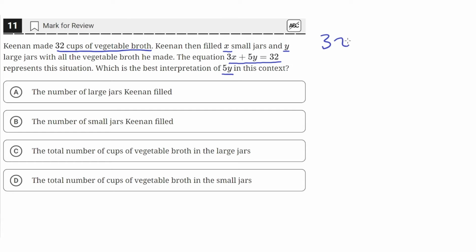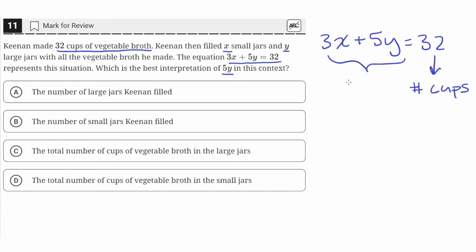So we have this equation, 3x plus 5y equals 32, and this represents our situation. So 32 here is the total number of cups of vegetable broth. And since this equation equals 32, this side of the equation must also equal 32. And in the context of this situation, this side should represent the total number of cups of vegetable broth. So x here is the number of small jars, while y is the number of large jars.